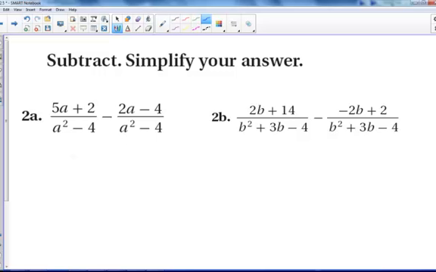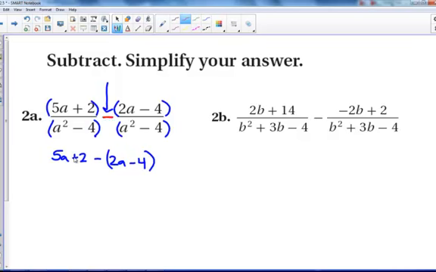All right, this time we're subtracting. Now, I'm going to write the numerator only just to show you this. I'm subtracting this whole thing. I can actually put parentheses around all of these because of the minuses and link them together. So when I'm subtracting this whole thing, I need to distribute that negative through the parentheses. So 5a plus 2 minus 2a plus 4. My numerator becomes 3a plus 6. My denominator is what it is.